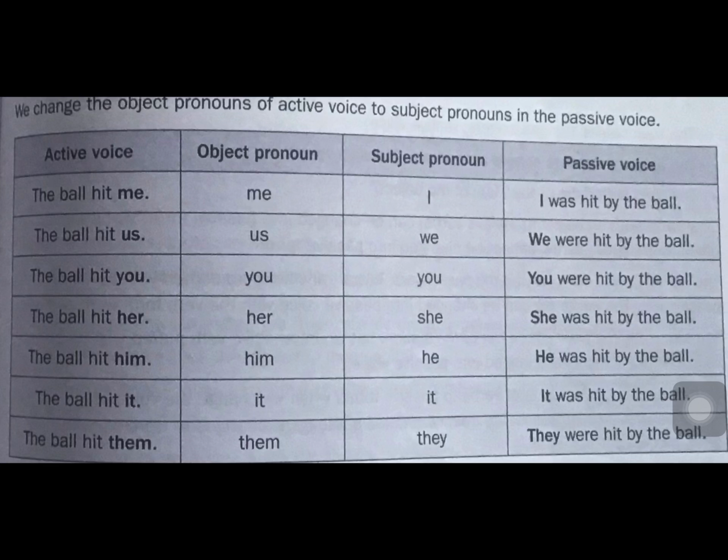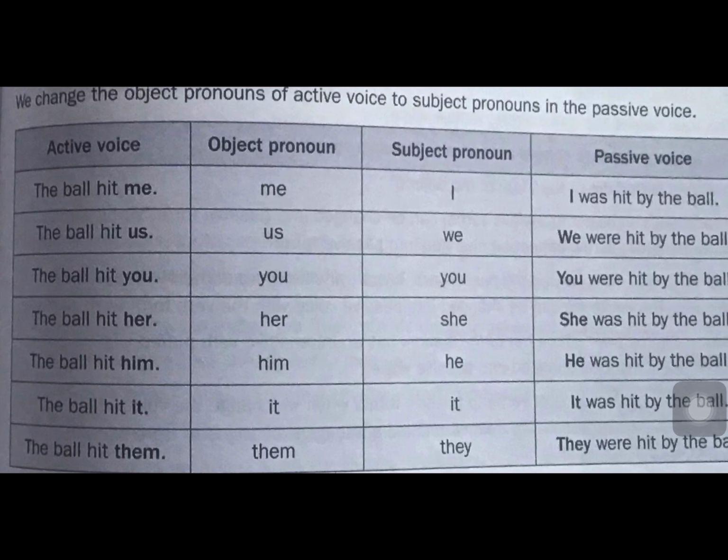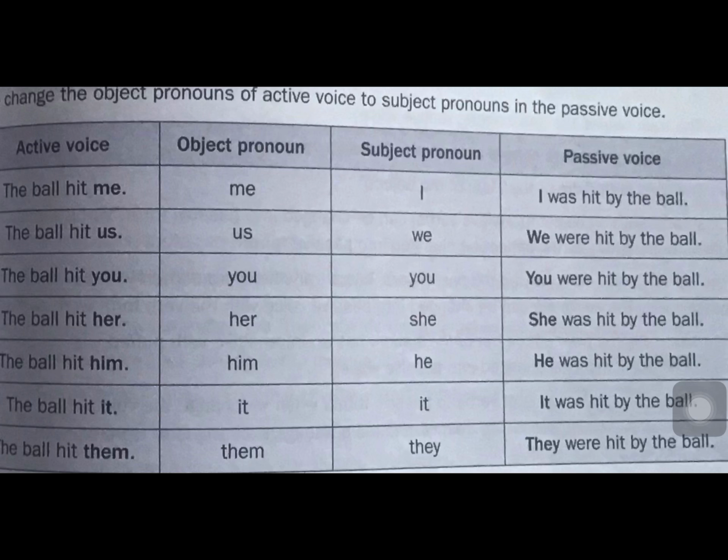Go through this table very carefully, then you can understand very easily. The ball hit us. If you observe in active voice, all the objects were highlighted as object pronouns. Then how should you use them as subject in passive voice? We. Hope you are able to understand. The ball hit you. You were hit by the ball. Always you is followed by were. We have to remember that, children.